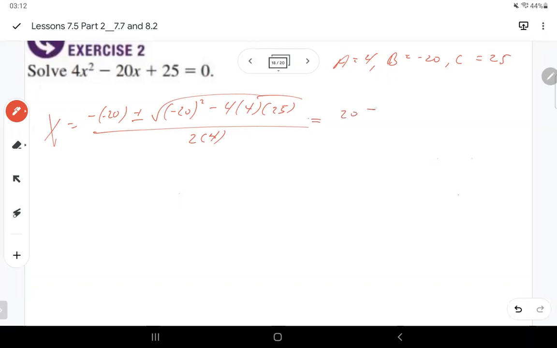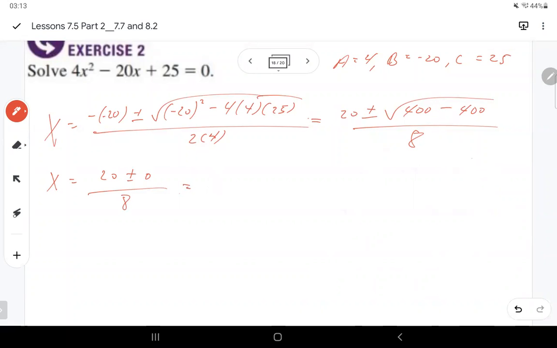So that's going to give us 20 plus or minus the square root of 20 squared, which is 400, I'm pretty sure. Yes, 400 minus 4 times 25, minus 400. Oh, interesting. That's going to work out to zero. And the denominator is 8. And then that ends up giving us x equal to 20 plus or minus 0 over 8.